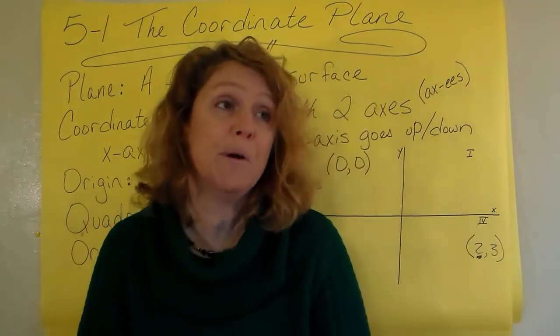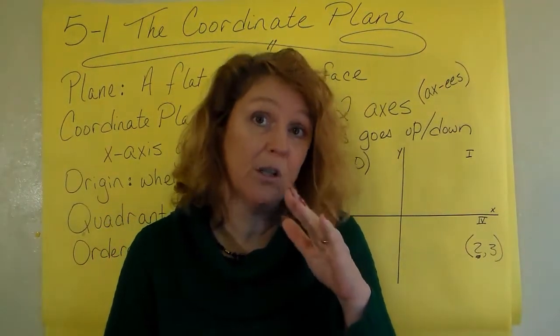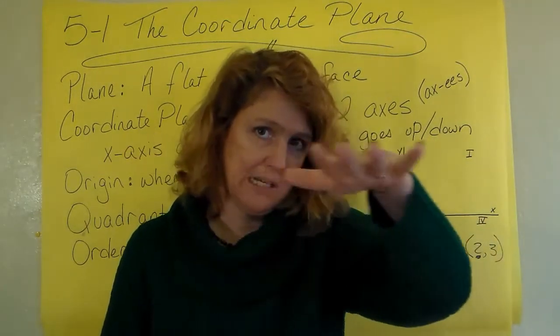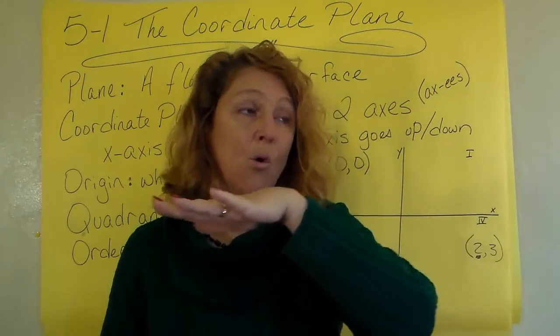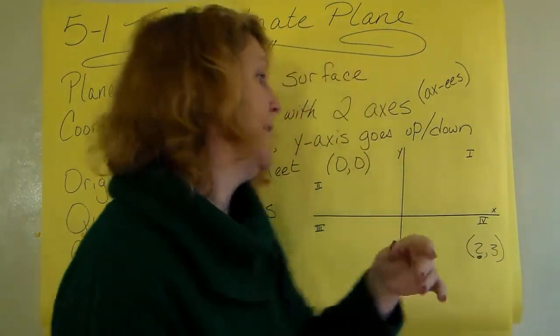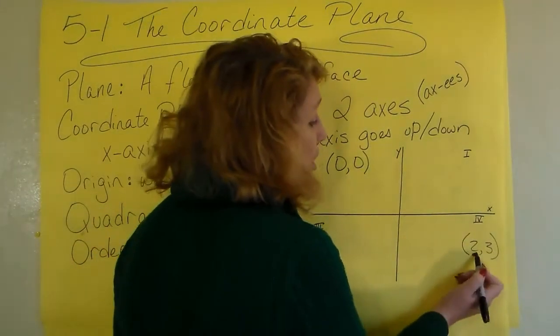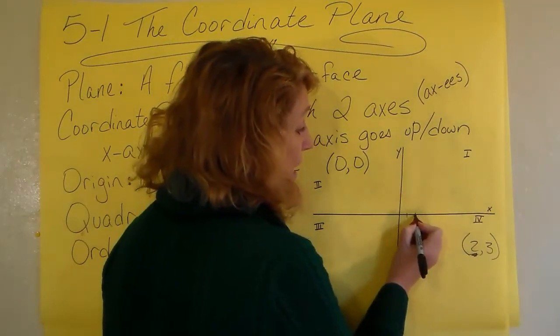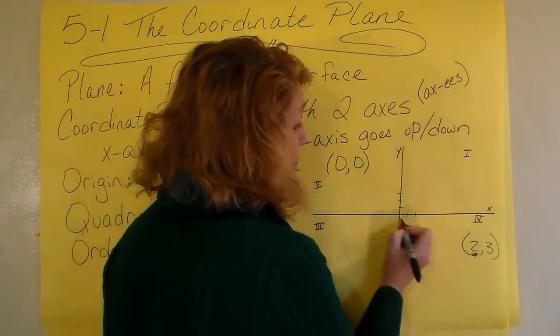And if you have trouble remembering the difference between horizontal and vertical, when you look across the horizon, that's always this line. So horizontal is the flat line. That makes vertical up and down. So we're going to start with our x number. We're going to go over 2 spots, and then we're going to go up 3 spots.